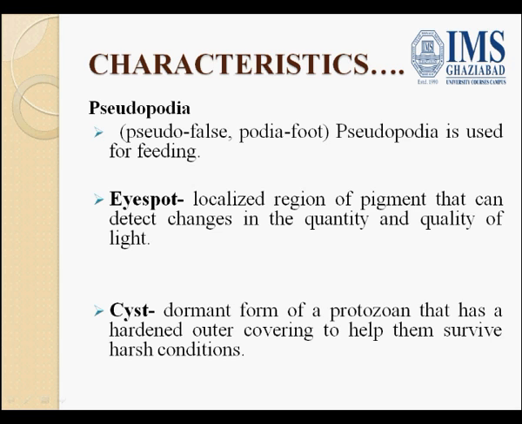Eye spot is also an important characteristic of protozoa, which is the region of pigment that can detect changes in the quantity and quality of light. Cyst. Cyst is basically the dormant form of protozoan that has a hardened outer covering to help them survive harsh conditions. As the harsh conditions pass, they lose their cyst and again get the normal shape. The cyst is basically a protective covering.